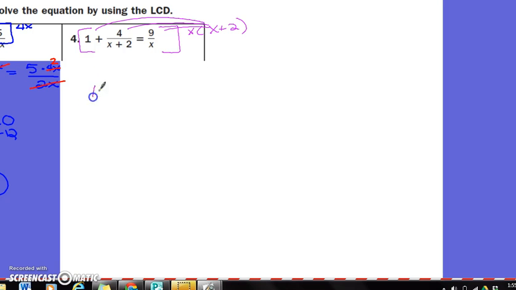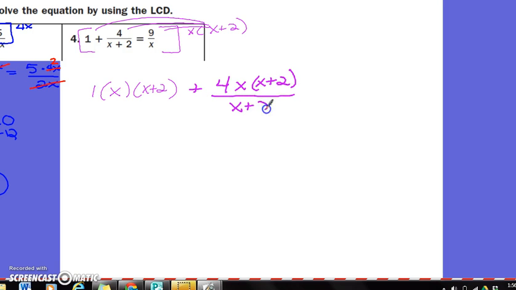So we'll have 1 times x plus 2. And then we'll have plus 4 times x plus 2. But this has a denominator of x plus 2 equals 9 times x plus 2 all over x. And again, this should clear all my fractions. Let's see what reduces. The x plus 2 cancels here. Over here, this is the x canceling.